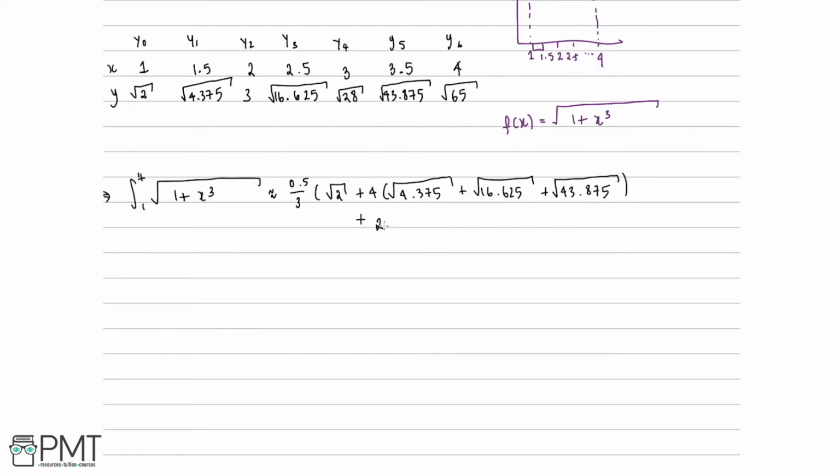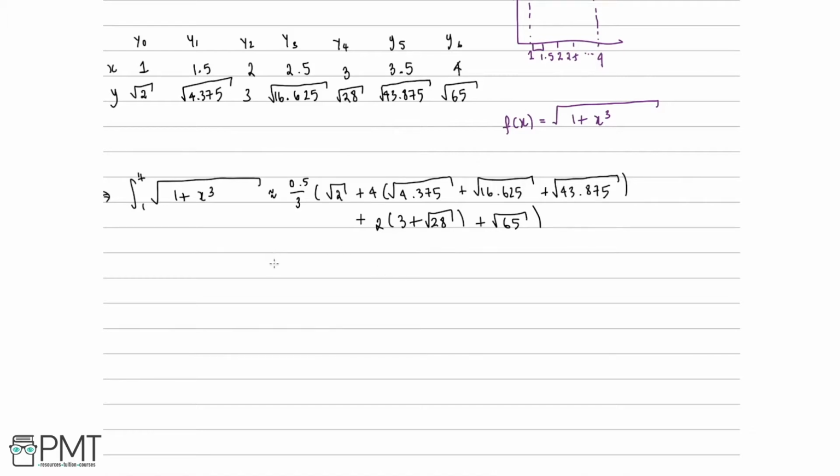So we will have 3 plus root 28. Now we don't add y6 over here because y6 is our last ordinate, or our last value of y. So our yn in this case will be y6, which will just be root 65. Now if you put the thing inside our brackets into a calculator, you get approximately 77.23.